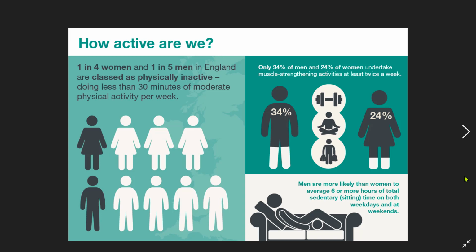And notice also that the one part that is perhaps the hardest to read, the bit of the infographic that doesn't work quite so well, is the bit at the bottom, where men are more likely than women to average 6 or more hours of total sedentary sitting. Can you notice that because it's a slightly lighter font on a white background, it doesn't work quite as well? Whereas the 1 in 4 women and 1 in 5 men in England is larger as well, I'd agree, but it stands out better, and is a much clearer font on that colour of background. So you need to think about the colour contrasts when you're putting your infographics together.